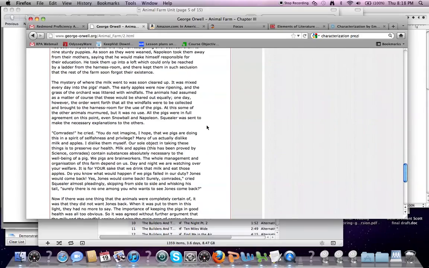The mystery of where the milk went was soon cleared up. It was mixed every day into the pig's mash. The early apples were now ripening, and the grass of the orchard was littered with windfalls. The animals had assumed, as a matter of course, that these would be shared out equally, right? Again, that idea of socialism, we all get it, we're all equal. One day, however, the order went forth that all the windfalls were to be collected and brought to the harness room for the use of the pigs. At this, some of the other animals murmured.